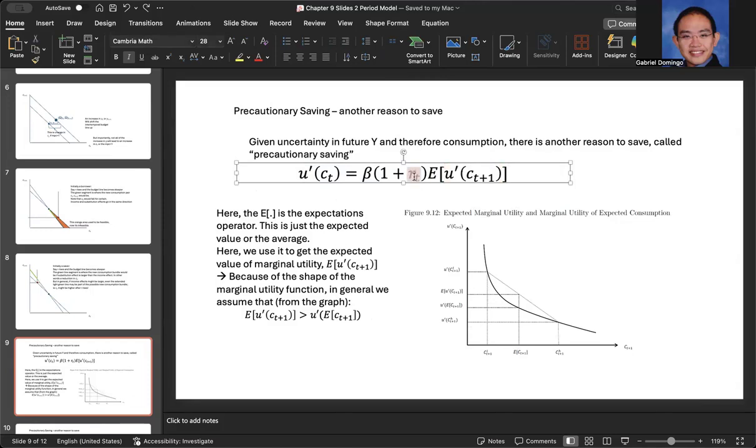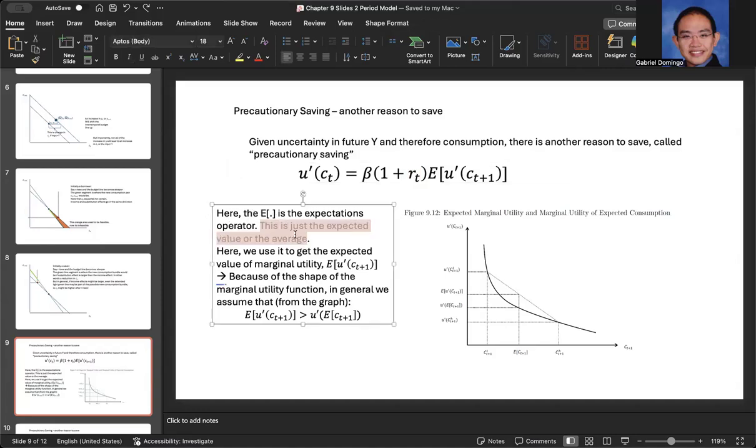Notice that your RT is known or exogenous. So there is no uncertainty related to it. That's why it's outside of the expectations operator. So here, expectations is just E. The E is just the expectations operator. This is just the expected value or the average of the unknown or random variable. Here we use it to get the expected value of marginal utility because this term here goes directly into the Euler equation.